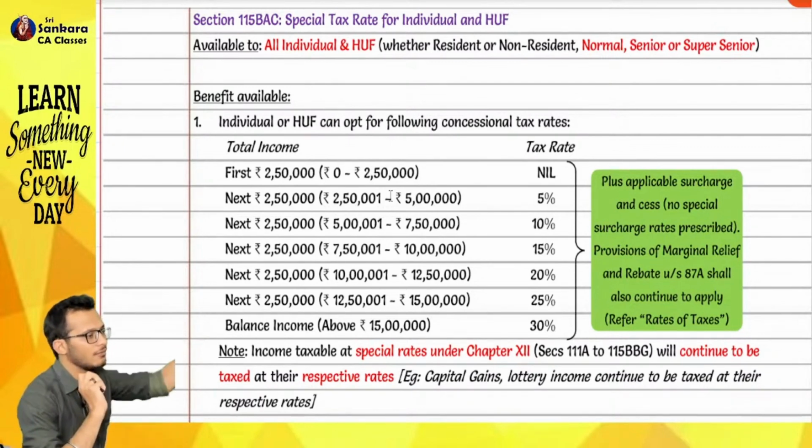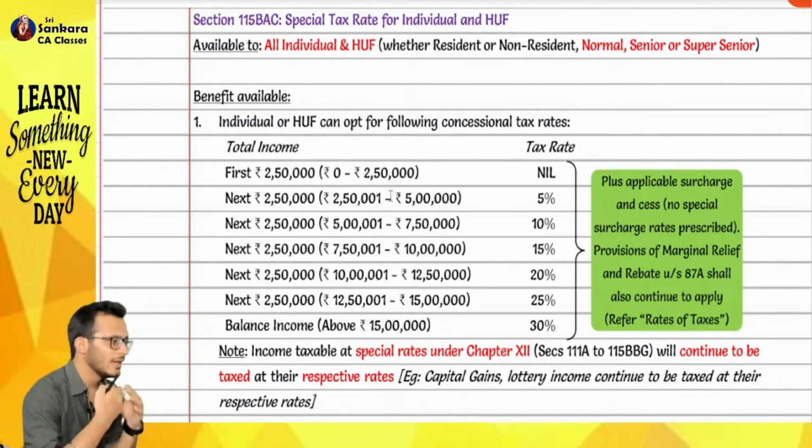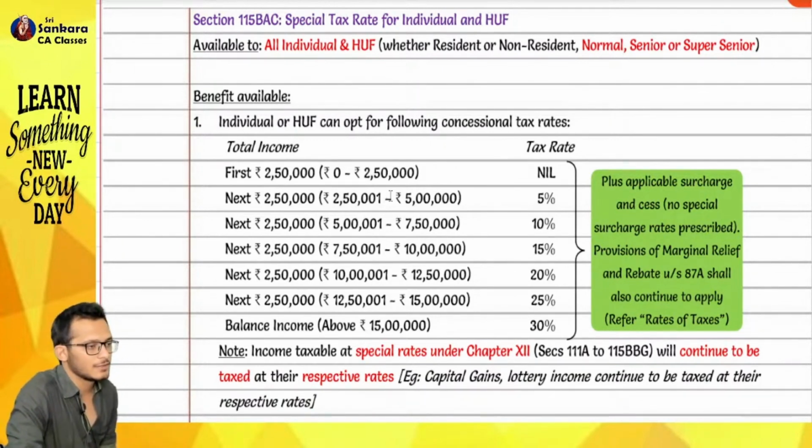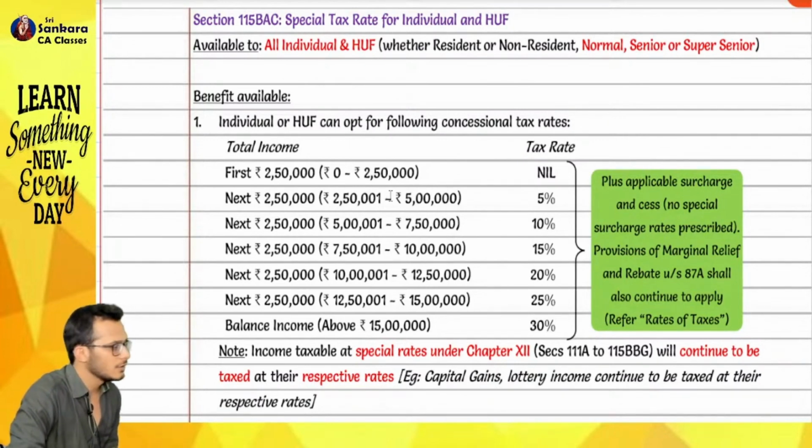Then they have clarified who can opt for the new regime. Anyone can opt for the new regime as long as you are an individual or a HUF. But they have clarified that if you are a salaried person, you can opt every year. If you are a business person, you can only opt once. If you choose to opt this year, going forward, it will always apply.